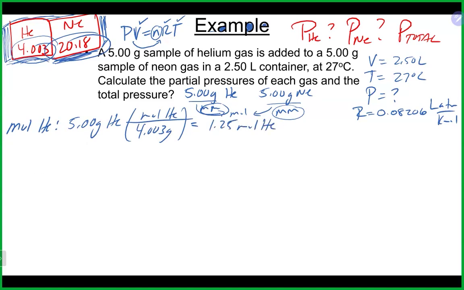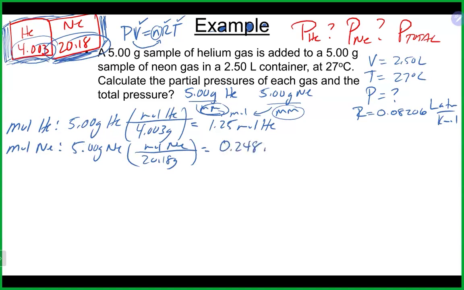I'm going to do the identical calculation here for neon, except obviously here I will use neon's molar mass, which again from the periodic table is 20.18 grams per mole of neon. Going to get us 0.248 moles of neon. Any question on that calculation there? That I would say is also very, very common in gas law problems. You're given things in grams, you need to convert them to moles using the molar mass.